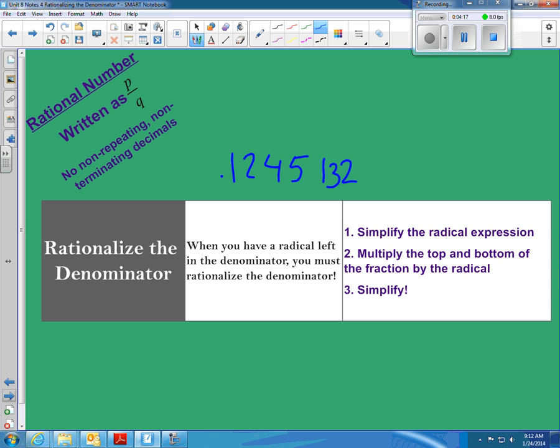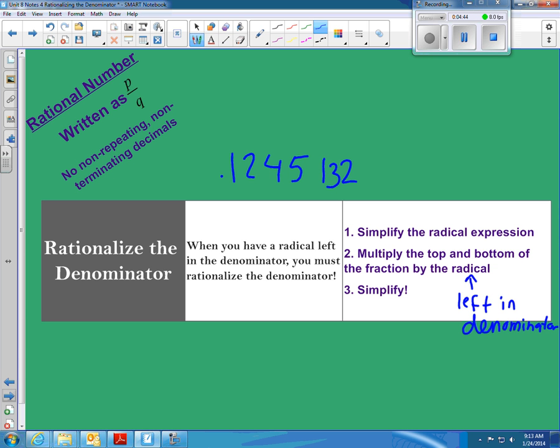So when you have a radical left in the denominator, remember that would be an irrational number, you must rationalize the denominator. And here's how you do it. Simplify the radical expression, so like we were doing on our last two problems. Then you multiply the top and bottom of the fraction by the radical. And it's the radical that's left in the bottom, or left in the denominator.